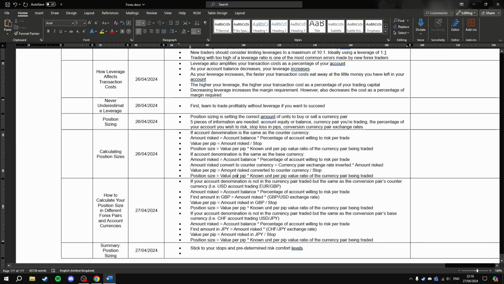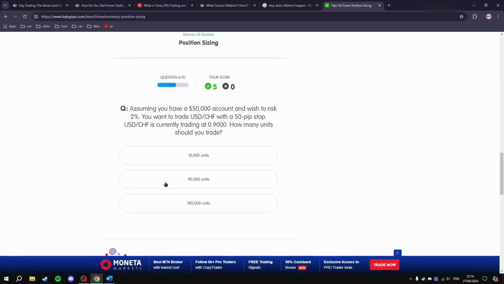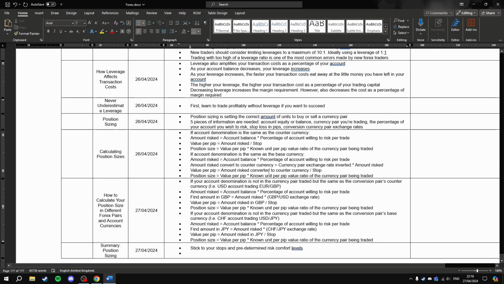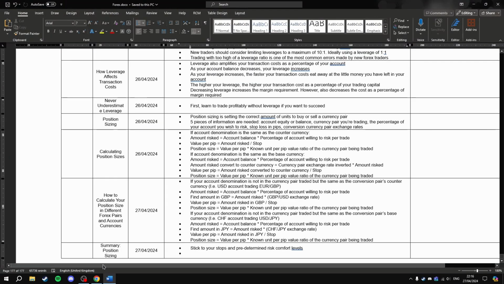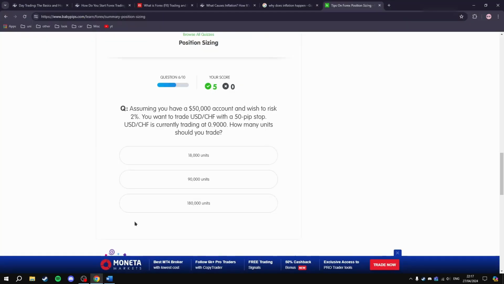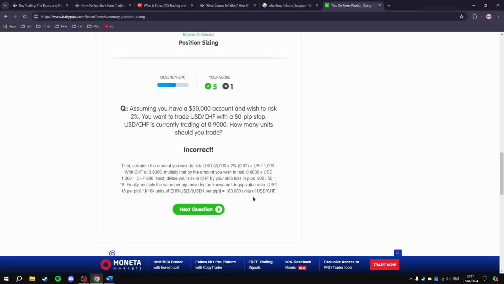Position size would then be 18 times the unit per pip value. So 18 is it 18,000? Oh, it's 180,000, isn't it?